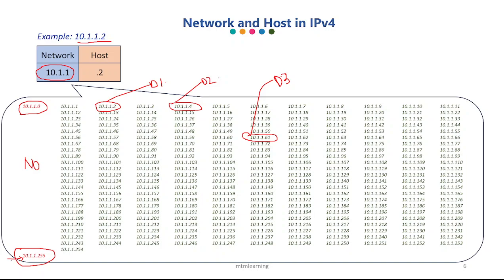So you can't assign this to any devices. Any packet which is sent to this particular address will be sent to all the devices mentioned in green color. If you see this particular block in green color, you will have a total of 254 IP addresses, plus you have 1 and 2. So in total there are 256 addresses in this particular block.